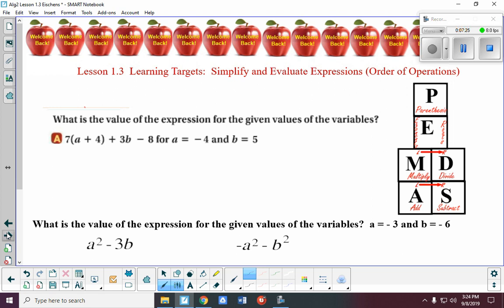All right, what is the value of the expression for the given variable? So we need to substitute, and then we will simplify using PEMDAS. So a is equal to negative 4, and b is equal to 5. So we substitute that in. And now we use PEMDAS. So simplify the parentheses.